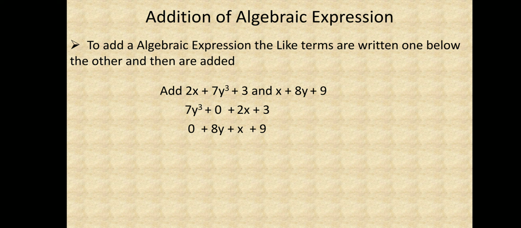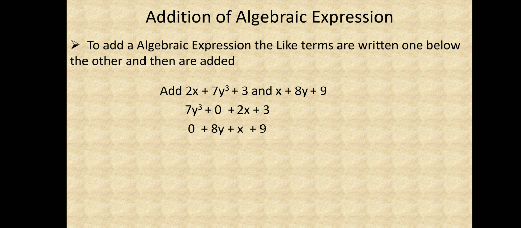So you don't have an expression which consists of y cube, so then we wrote the 0 in it. Next we had 8y, so then we wrote it, and x we had, so then we wrote down 2x, and then we had a constant term which was 9. So now how are we going to add it?